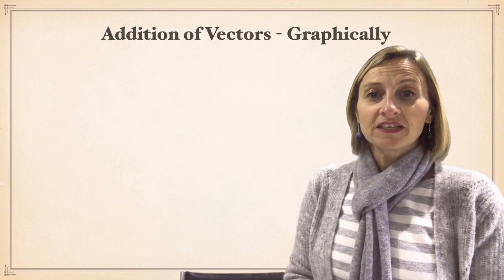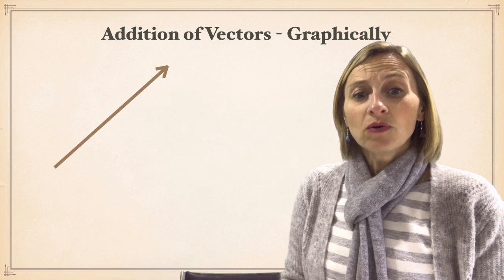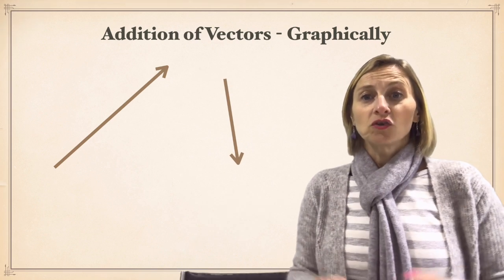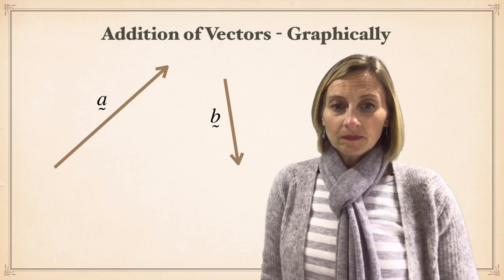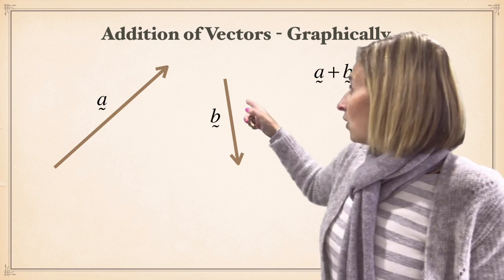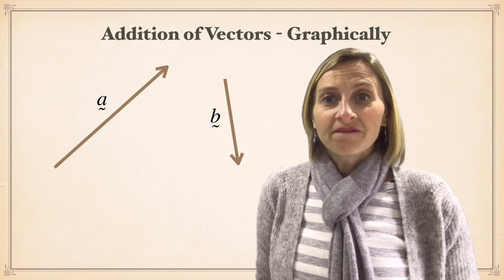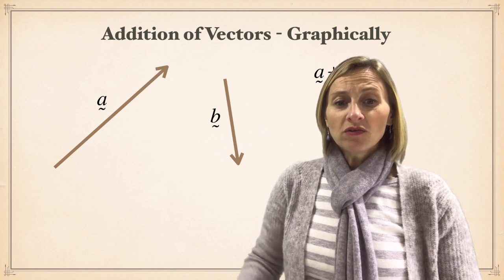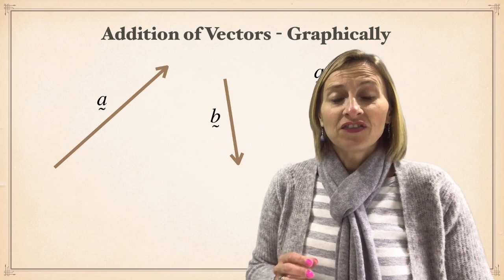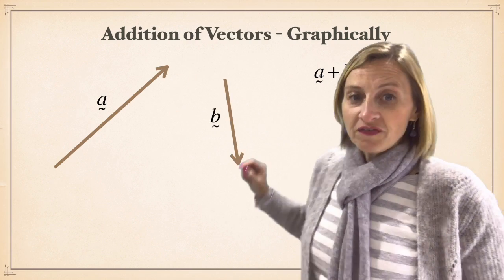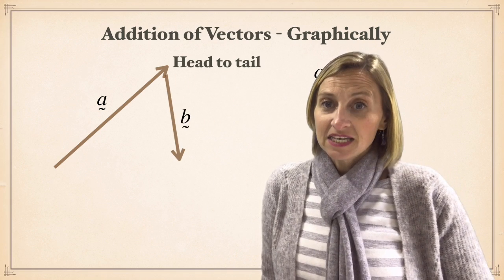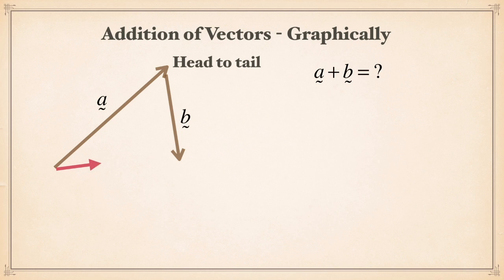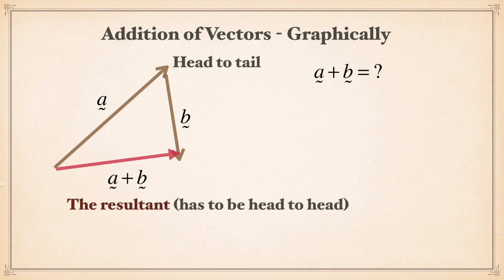Let's say we want to add 2 vectors together. We can do this either algebraically or graphically. Let's start by saying we have 2 vectors, vector A and vector B, and we want to find the sum of A plus B. We do that by attaching the head and the tail of the vectors. So we move vector B to vector A, and it always has to be head to tail. Then the vector that makes the triangle is called your resultant vector, and that is A plus B.